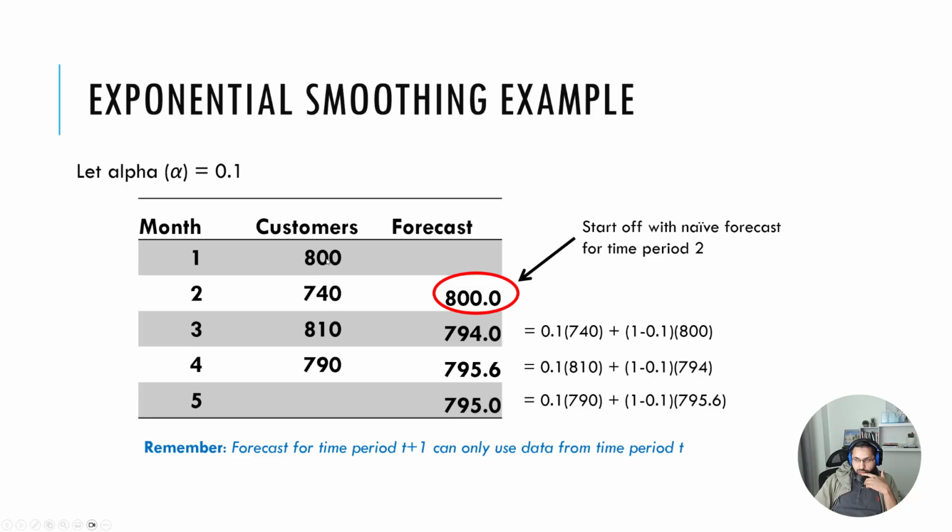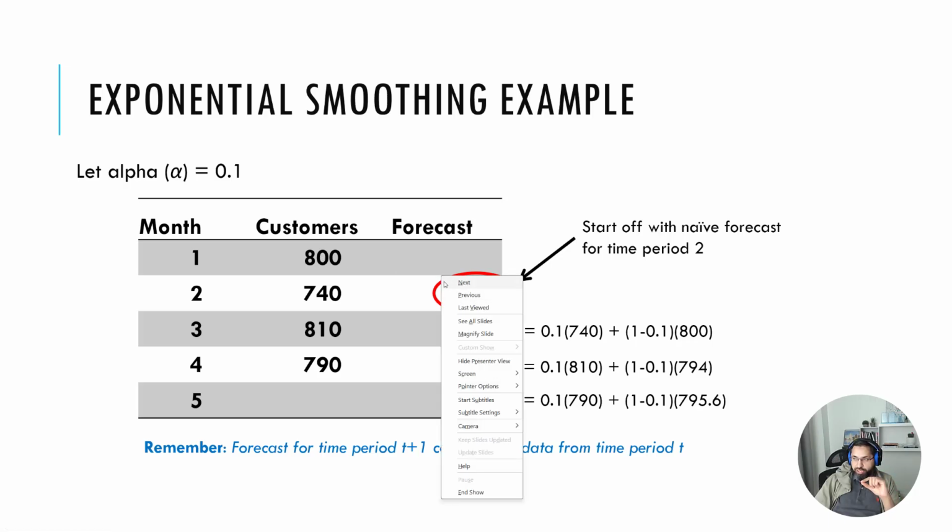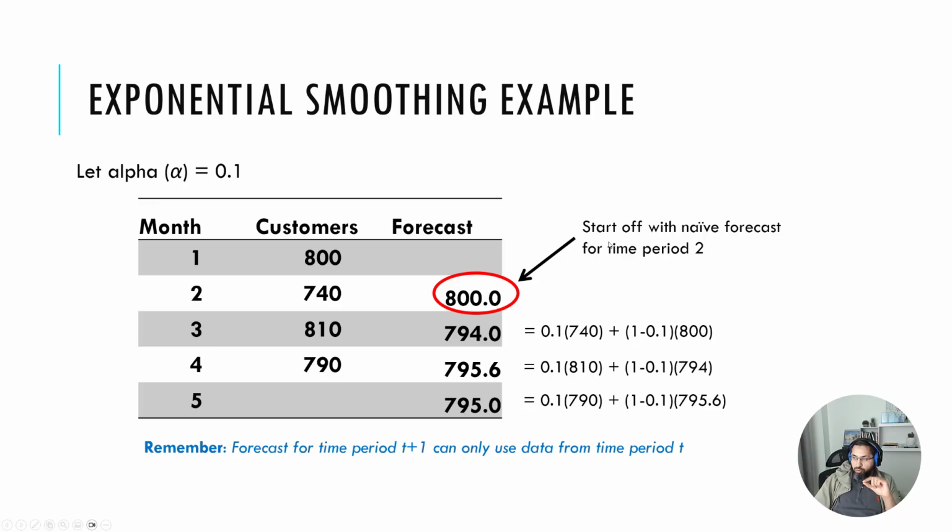So 800 was the value in time period 1. Naive forecast says my forecast for time period 2 is just the 800. So I copy the 800 over here. Okay, and start off with a naive forecast. I say my F2, my forecast for time period 2, is 800.